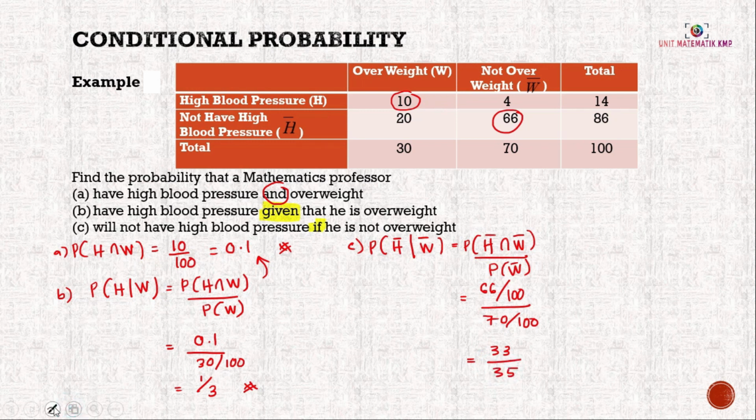Okay, note here. Okay, awak tak boleh tulis dekat sini. So katakan dia kata H bar intercept W bar. So you just write it as 66 and then divided by W bar, which is 70. And then you still can get the same answer. But this is wrong, because 66 is not a probability. It is just a number. So probability should be between 0 and 1. So you need to write it as 66 over 100.